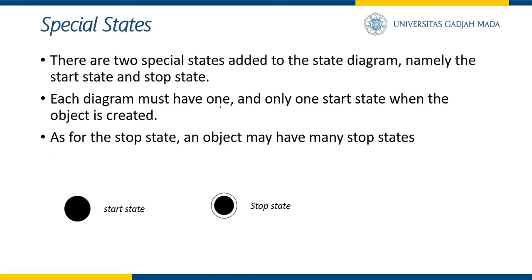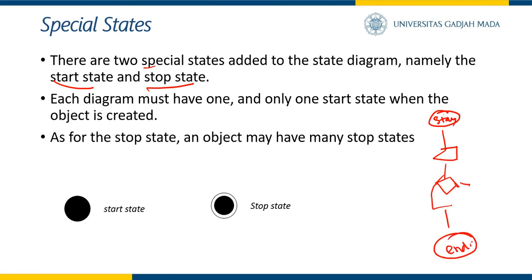Next are the special states. So there are two special states, which we call the start state and the stop state. This is similar to the flowchart diagram. If you remember in the flowchart, you can see that this one is start, and then do something here, branching, and etc. And at the end, you put the end here, right? So the start state and the stop state also represent the same, like in the flowchart.